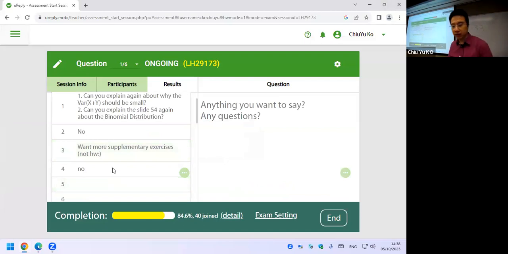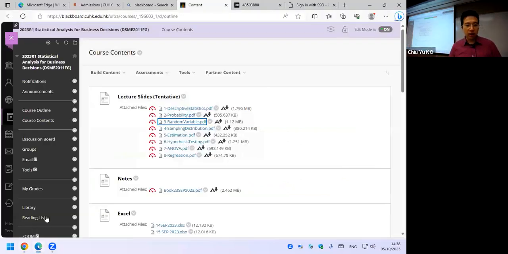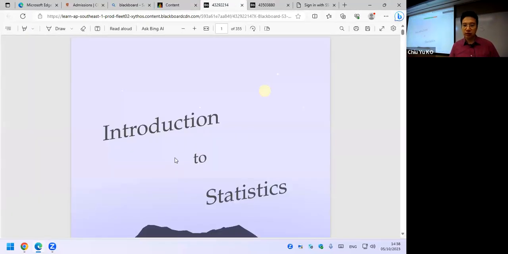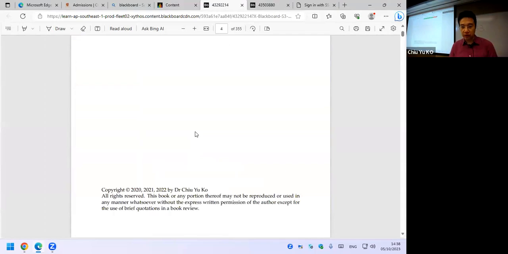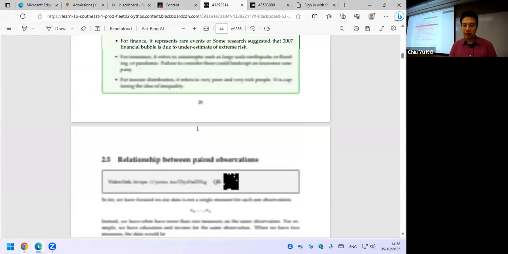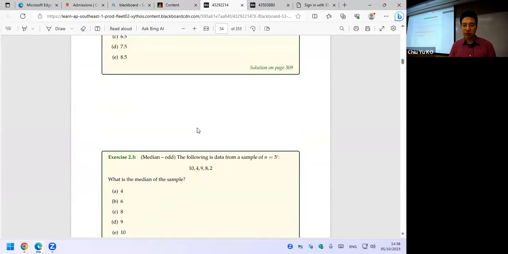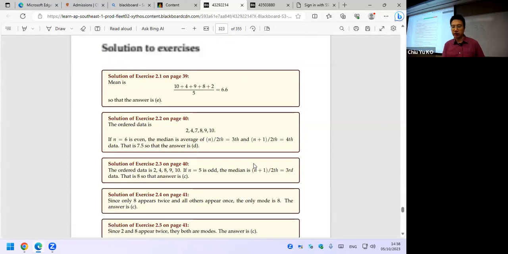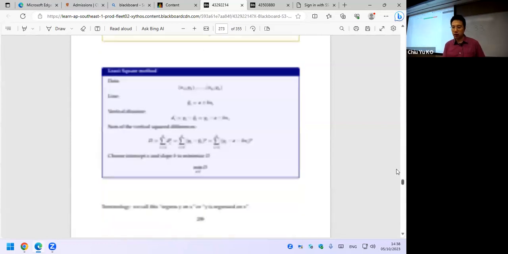We want more supplementary exercises, not homework. Yeah, look at my lecture notes. They actually contain exercises. So you go to here. There's a set of notes here, you can go inside. I think I wrote this book to give you more information, but you can look at the exercises. Exercises also contain solutions. You can just click them, and then I think they give you the answer to how I do those.